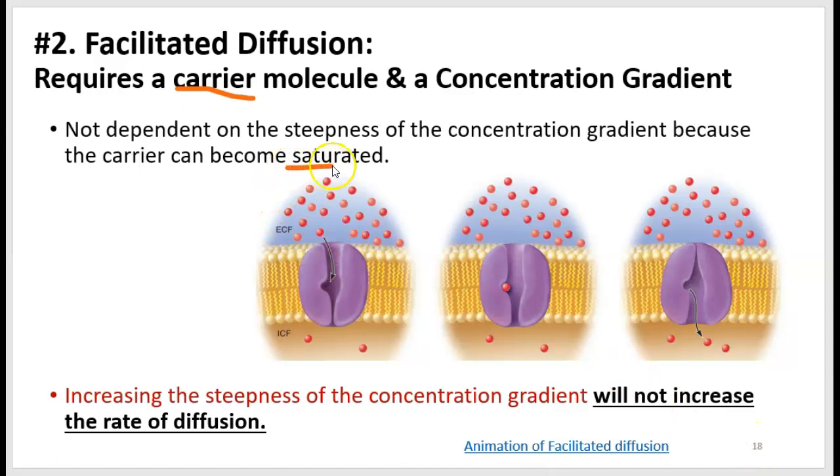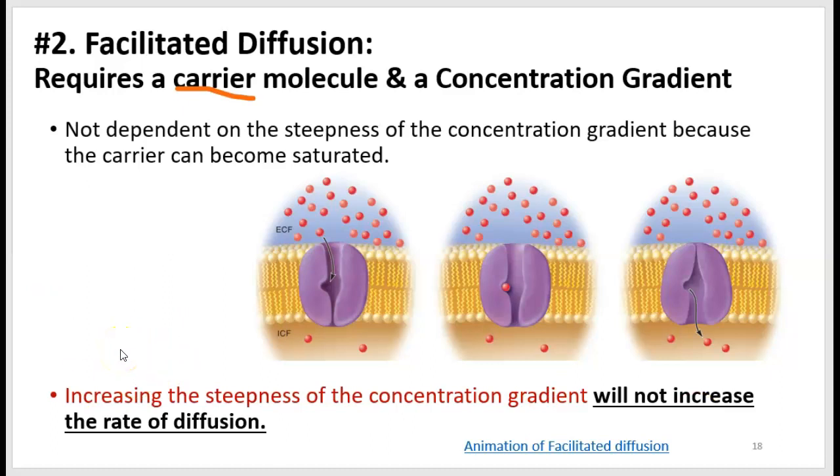Okay, so if it becomes saturated, what that means is no matter how steep, how many little red dots you put here, you aren't going to increase the rate because they're all full. This happens with a lot of pharmaceuticals. So increasing a dose won't make a difference. Other times it does make a difference, but it changes the cell permanently. Well, not permanently, but it changes that cell. So increasing the steepness of the concentration gradient doesn't increase the rate of diffusion at all.